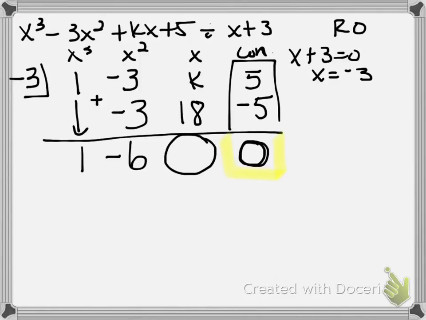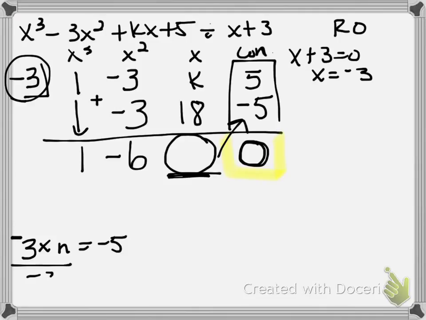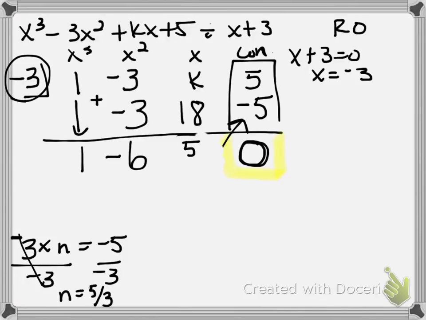Now I can actually figure out what number is in that slot because negative 3 times this number has to give me negative 5. So we can set up a little equation: negative 3 times the number has to give me negative 5. Therefore, I need to divide by negative 3, so n is going to be 5 over 3. So I can fill in this slot here with a 5/3. When working backwards, some people go straight to that. I usually wait until I work forwards.